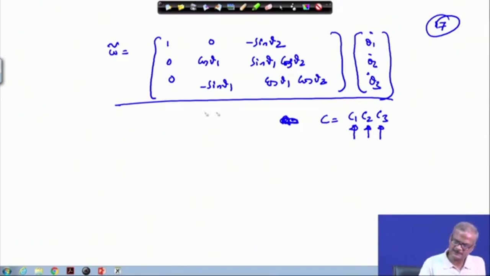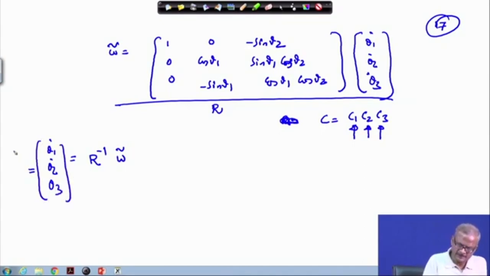If we take the inverse of this, let us say we write this matrix as the R matrix, the rotation matrix. So, R inverse times omega tilde will give you theta 1 dot, theta 2 dot and theta 3 dot. It is very common in aircraft to write this as PQR: about the first axis, the X axis, the rotation by P, the Y axis rotation by Q, and the R axis rotation by R.